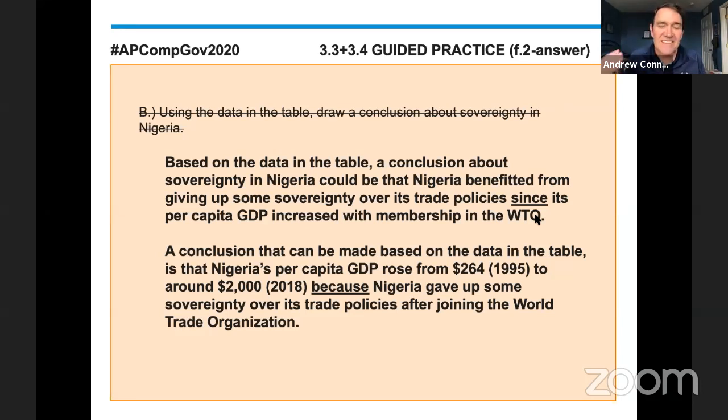Use the data. It's there. Be specific with it. And so you can see my second example, that's what I tried to show you, to be more specific in a similar answer. A conclusion that can be made based on the data in the table is that Nigeria's per capita GDP rose from $264, in this case I did put the year, to around $2,000 because Nigeria gave up some sovereignty over its trade policies after joining the WTO.